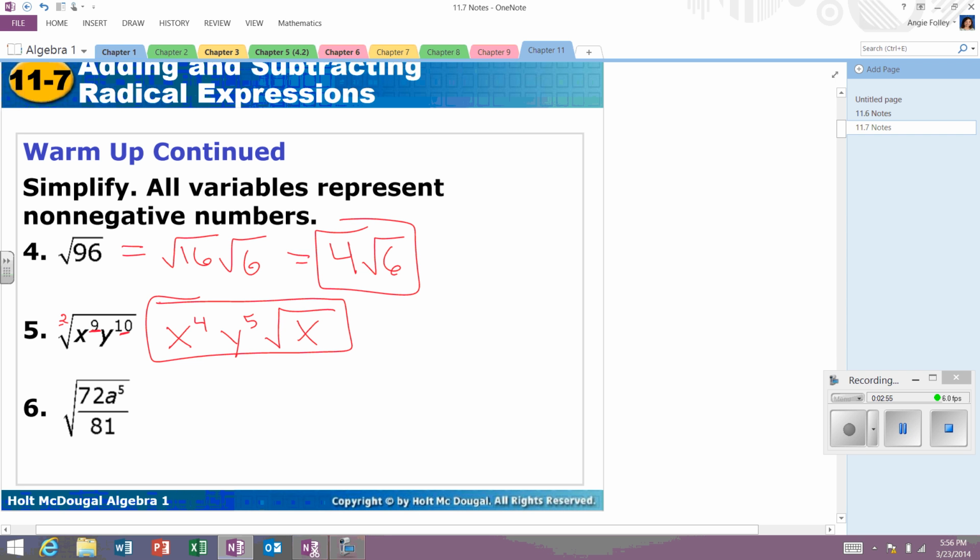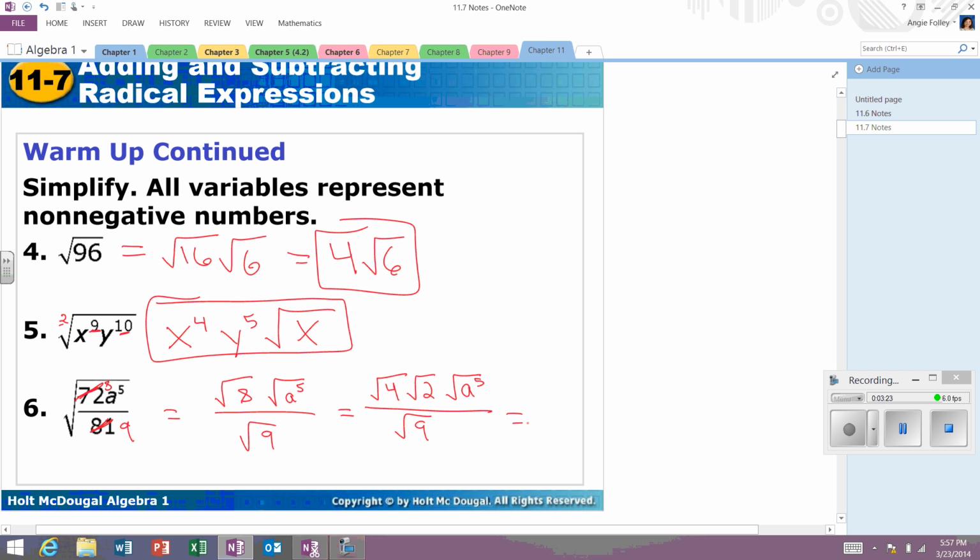All right, with the last one, you're going to want to simplify the 72 and the 81. 9 goes into 81 9 times, and 9 goes into 72 8 times. So we can rewrite that as radical 8 times radical a to the 5th over radical 9. And then we can rewrite radical 8 as radical 4 times radical 2, times the square root of a to the 5th, and then the square root of 9.